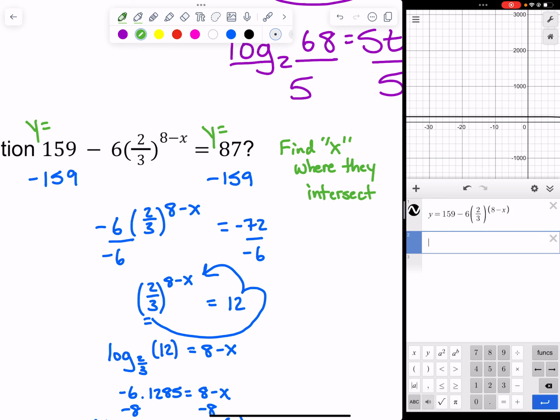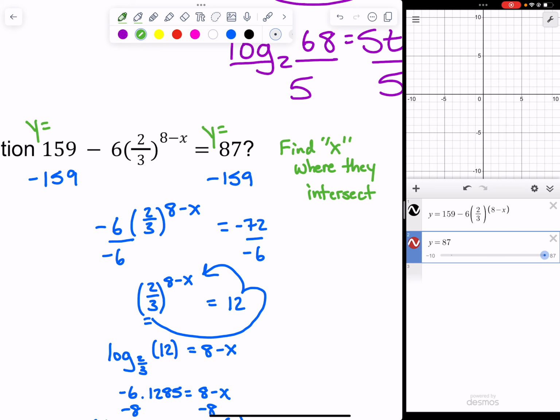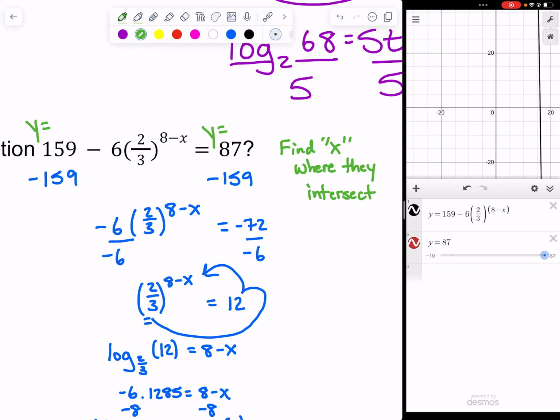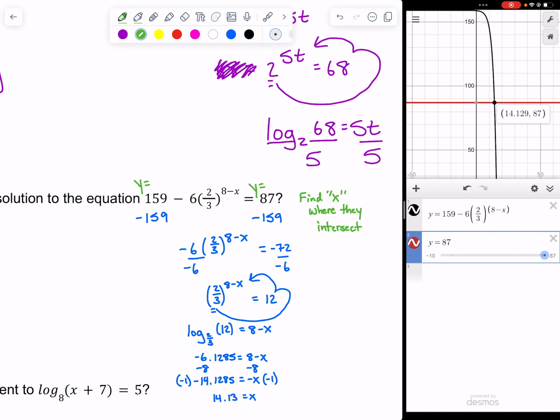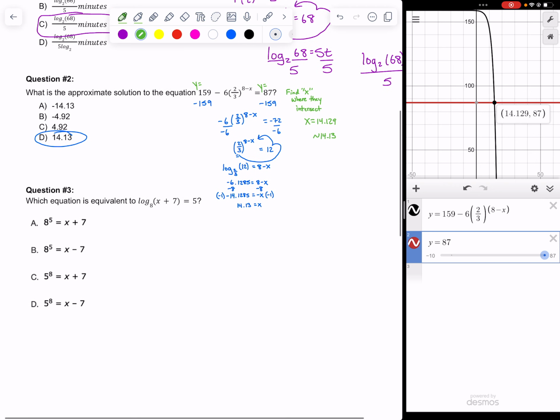In the next row, put y equals 87. Then we want to hit home and just zoom out a little bit to find where they touch up there at 87. So I can tell once again it is x equals 14.129, which is approximately 14.13. So we definitely have the right answer with D.